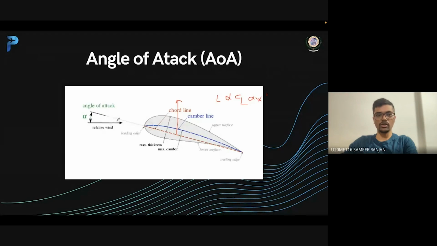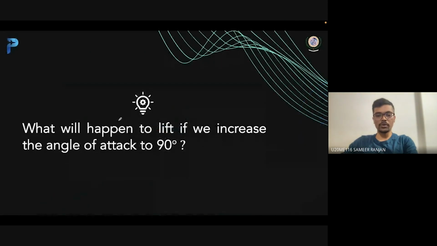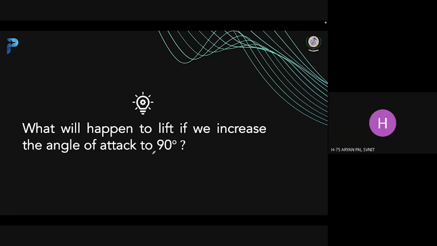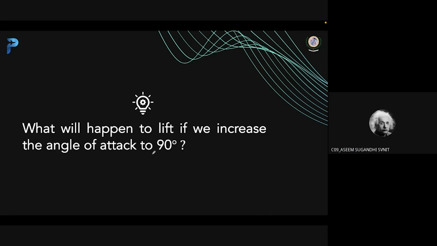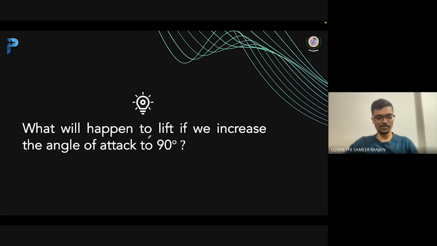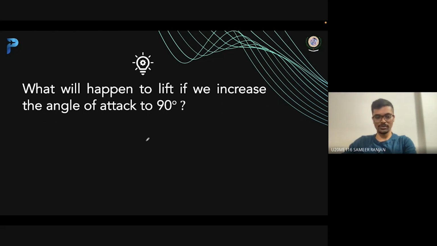Now one question arises: what will happen to lift if we increase the angle of attack to 90 degrees? Anyone? Stall. So what exactly is stall? Sir, retardation of speed. Okay. Those wind lines break and there is no lift. Close enough. Very good. So let's see what stall is.